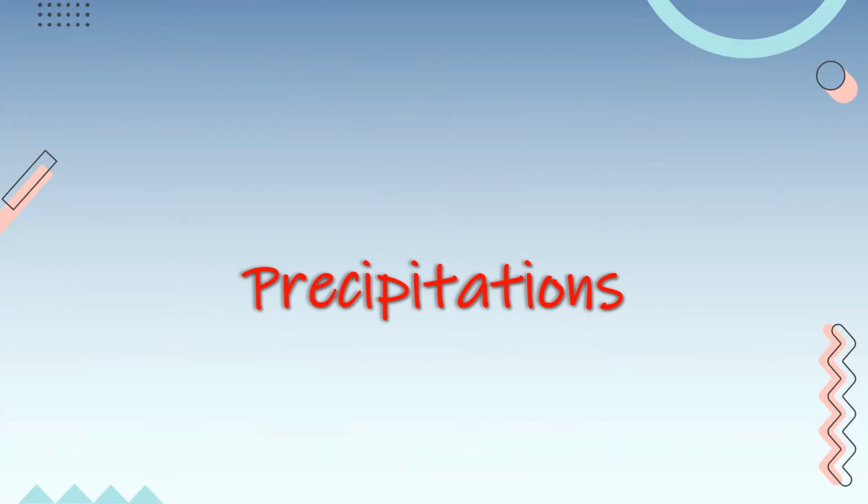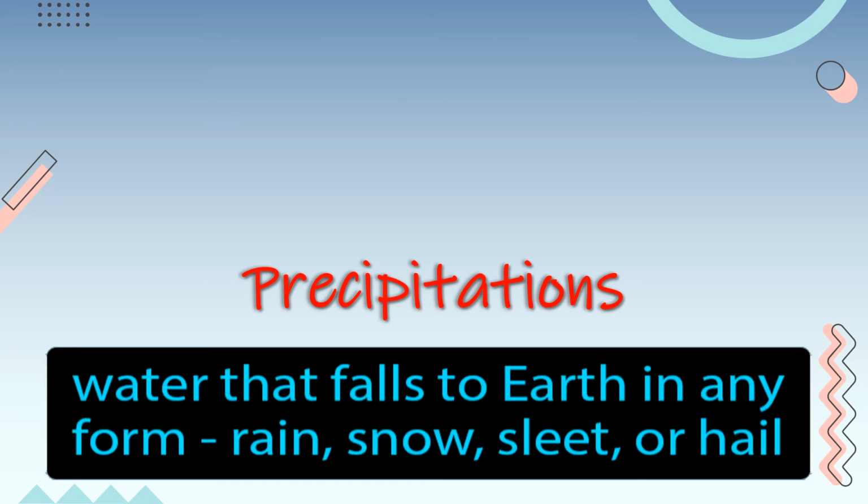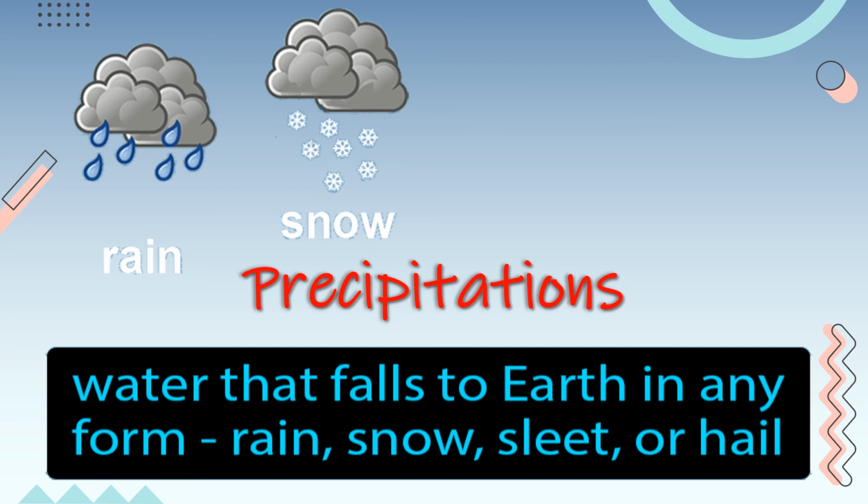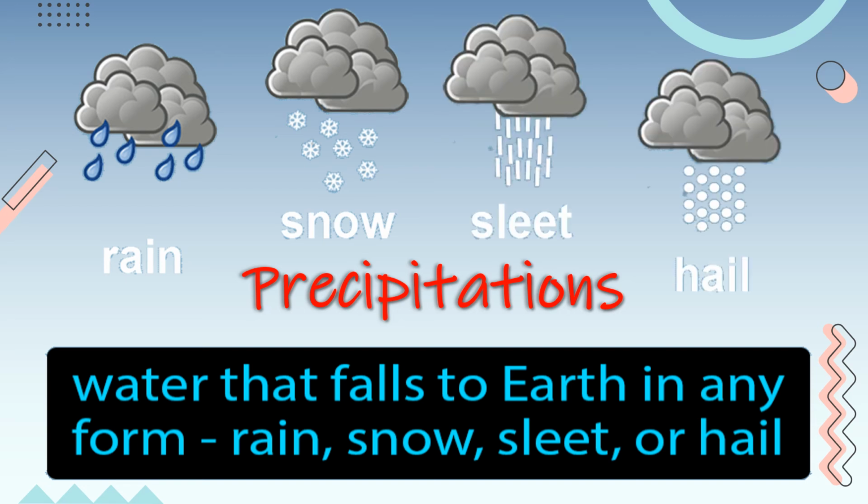Let's talk about precipitations. Precipitation is any form of moisture that falls on earth. So water that falls to earth in any form. Rain, snow, sleet, or hail. Rain is precipitation in liquid form. Remember how clouds are formed? As the clouds become heavy, the water falls to earth. So that is the rain.